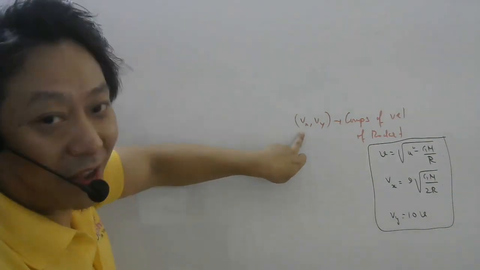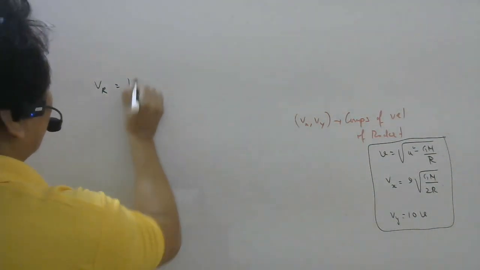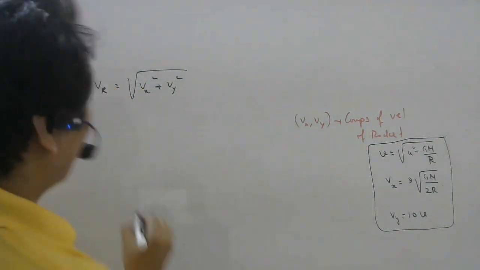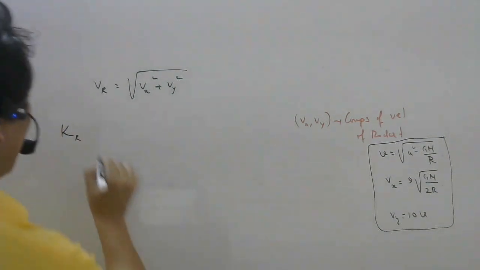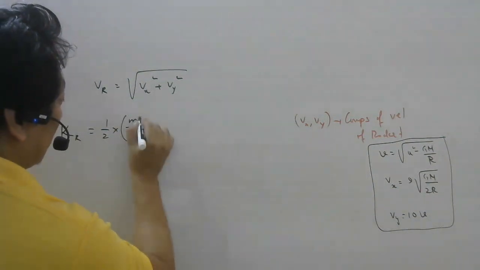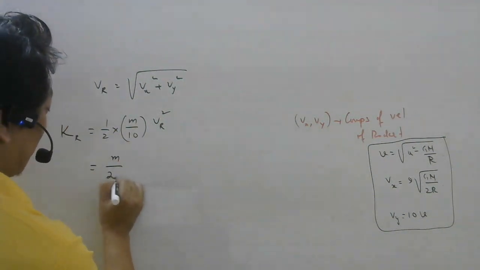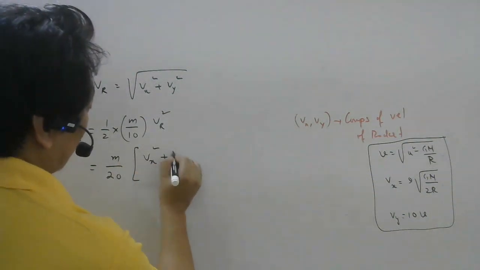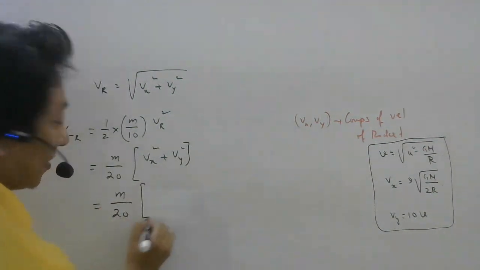So once you know the x and y components of the rocket's velocity, what will be the rocket's velocity? X component square plus y component square, right? So the kinetic energy of the rocket, which we are supposed to find, will be half into mass of rocket, m by 10, into velocity of rocket square. So m by 20. Velocity of rocket square will be Vx square plus Vy square. So now you just have to do the mathematics part, right?